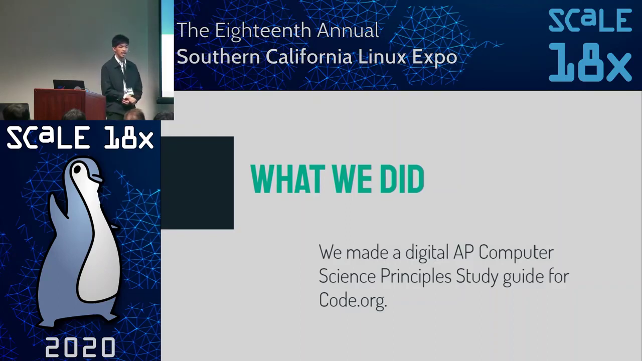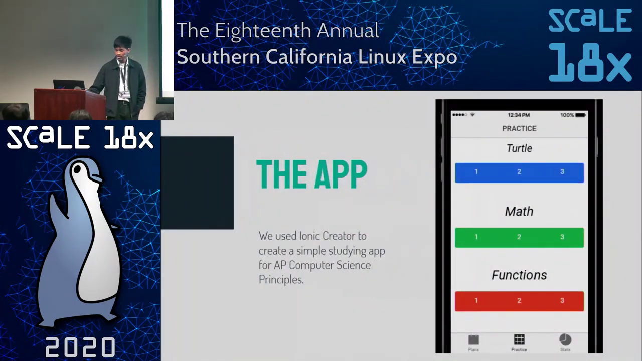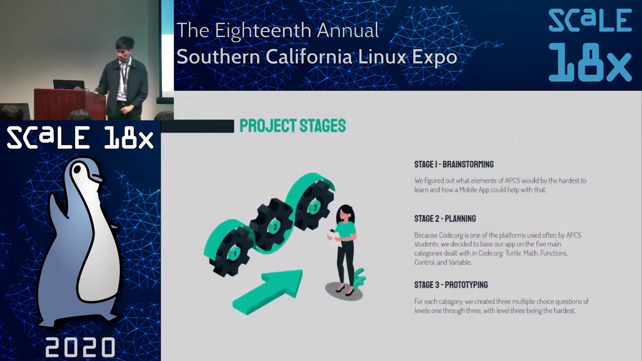So using Ionic Creator, we wanted to build something of our own, so we decided to make a digital study guide for the AP Computer Science Principles course, and specifically for what they do on the code.org format on that website. So the app, here's a little screenshot for the app that we built, and we used Ionic Creator to just make a studying app. So we'll take you step by step on everything that we did to make this app.